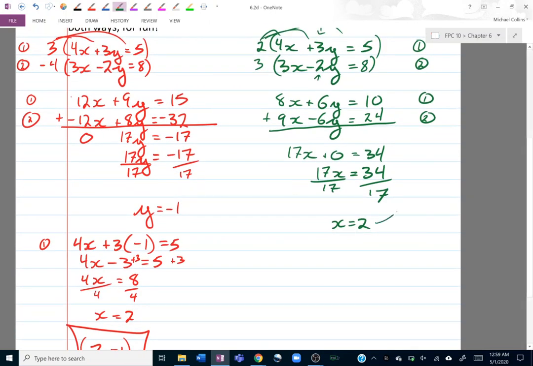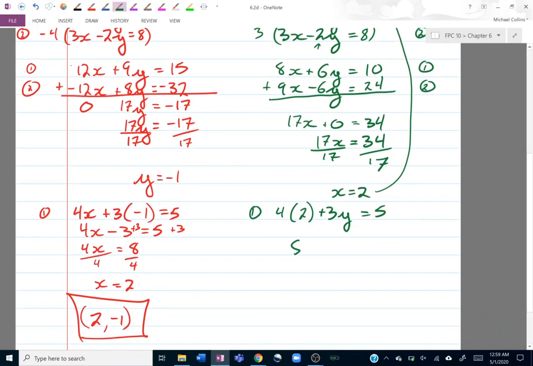I'm going to go back. I'm going to substitute my x equal to 2 into equation number 1. So I get a 4 times 2, plus 3y is equal to 5. I'm going to simplify. 8 plus 3y is equal to 5. I'm going to subtract 8 from both sides, and I end up with a 3y is equal to negative 3, so a y is equal to negative 1.